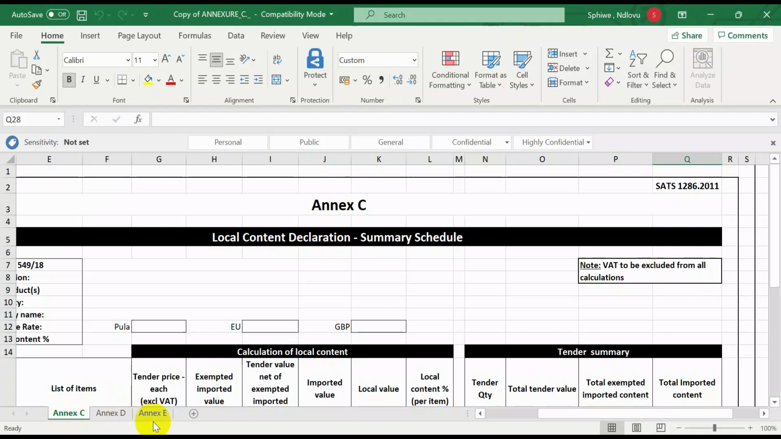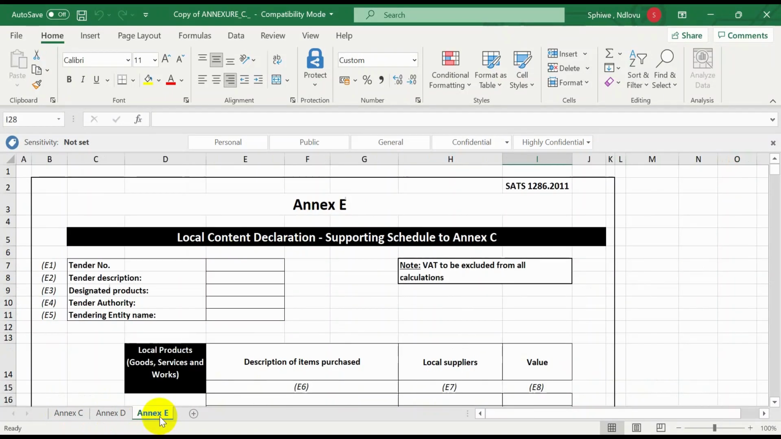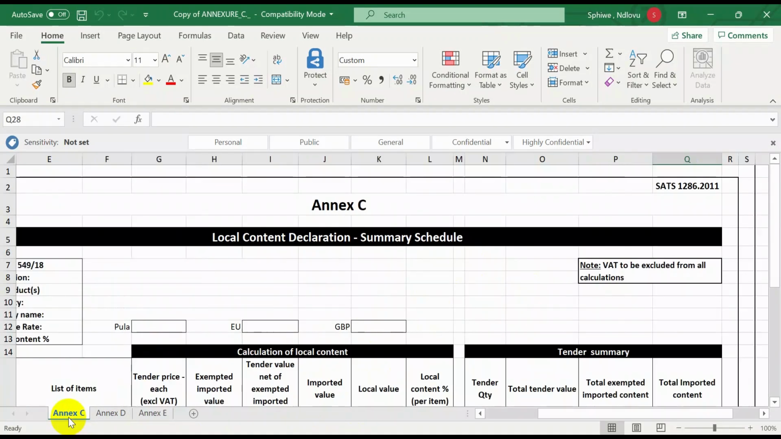So let's start with Annexure E. Annexure E, like I said, is for local content. It's a local content declaration. Therefore, everything that you are sourcing from inputs, from material, from any components that you are sourcing locally, you are going to put under Annexure E. Note that VAT is to be excluded from all calculations. Remember as well that here you will be stripping components, you will be stripping items, but on Annexure C, you are giving me the actual item.